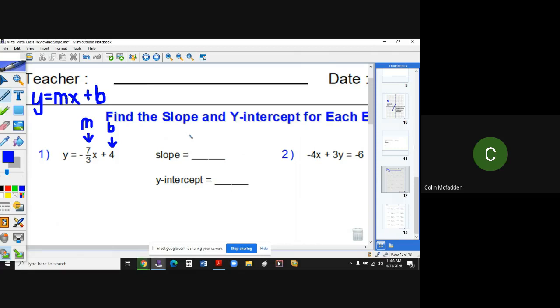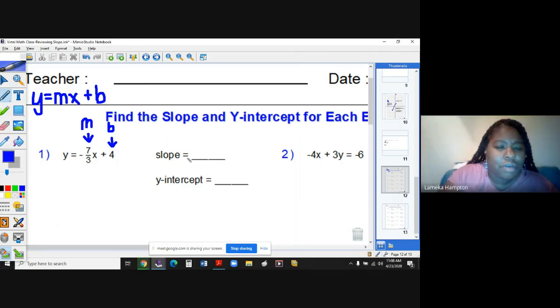The slope is going to be 703. Yep. But remember, the number takes the sign, so we've got to put that negative with that. But yep, that is absolutely correct. And what would be my y-intercept? The 4. The 4. All right. So that was no biggie.